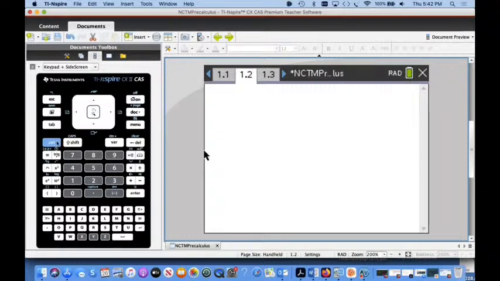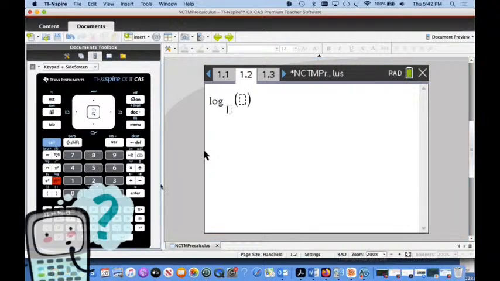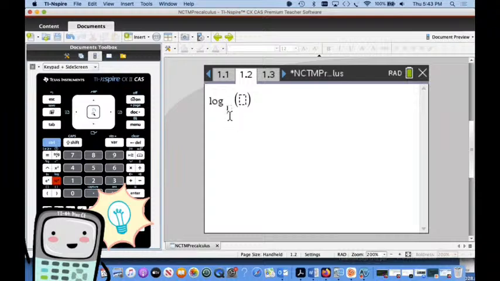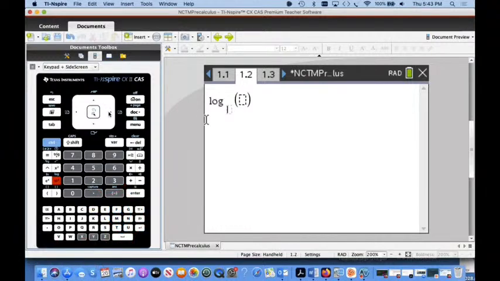It looks like common log, but what's interesting here is if I hit the common log key, so that'll be a control. Notice what happens here is I actually get a little subscript for the base, but it's actually gray. I hope you can see that on the screen. A grayed in box means it's an optional thing that you can fill in. Now, if you don't fill that in, it's going to assume it's a common log. That's log base 10. So I'm going to leave that like it is.